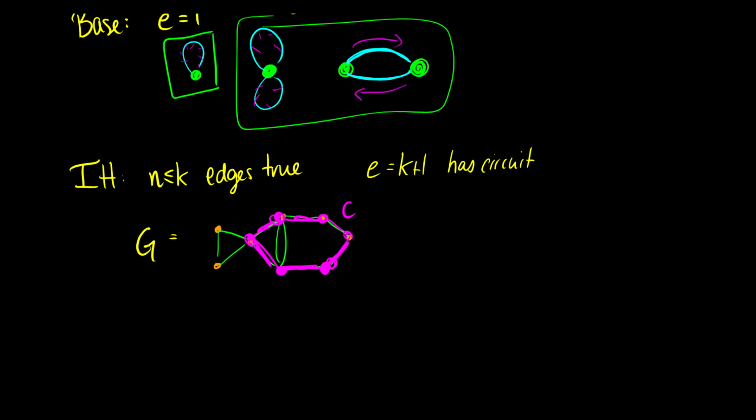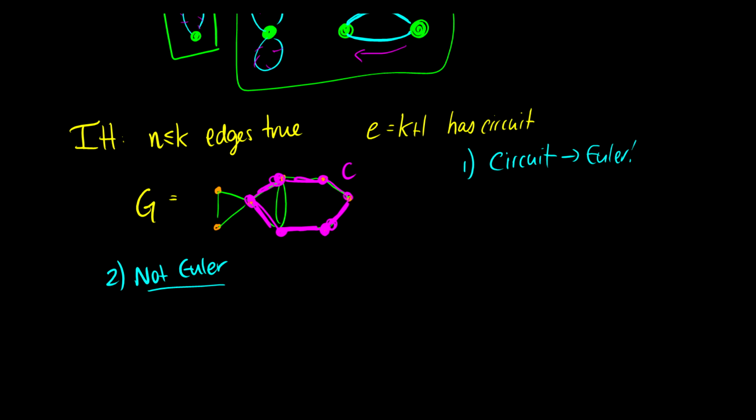So there's two cases here. Case 1 is that we pick a circuit that is an Euler circuit. And if that's the case, then we're done, because we've proven that the graph has an Euler circuit. But the case that we're actually interested in is the case where you pick a circuit and it's not an Euler circuit. So what do we do then?